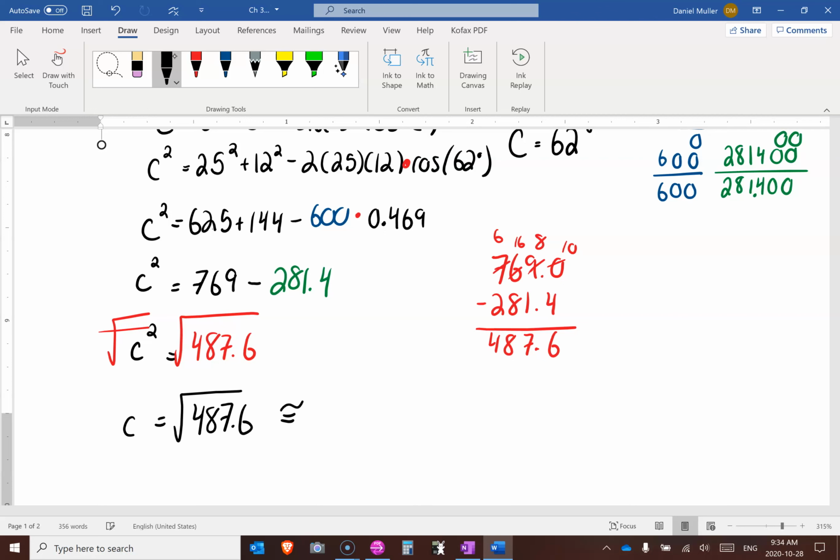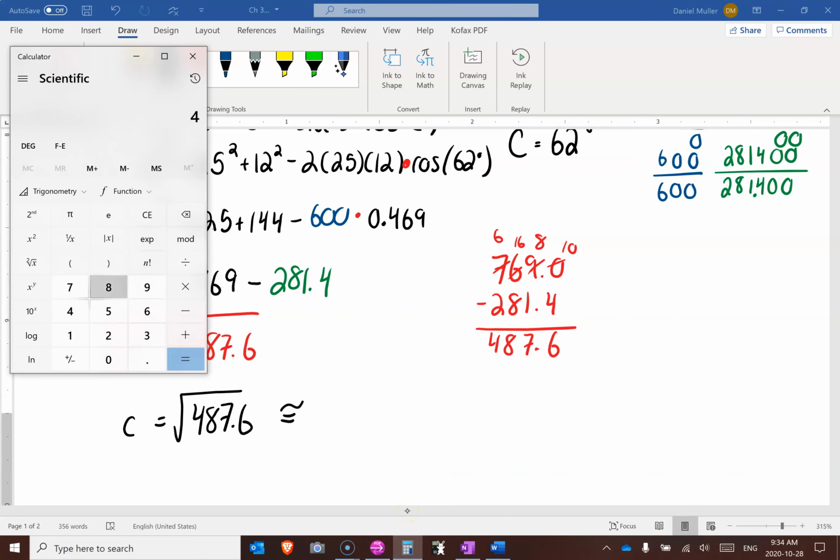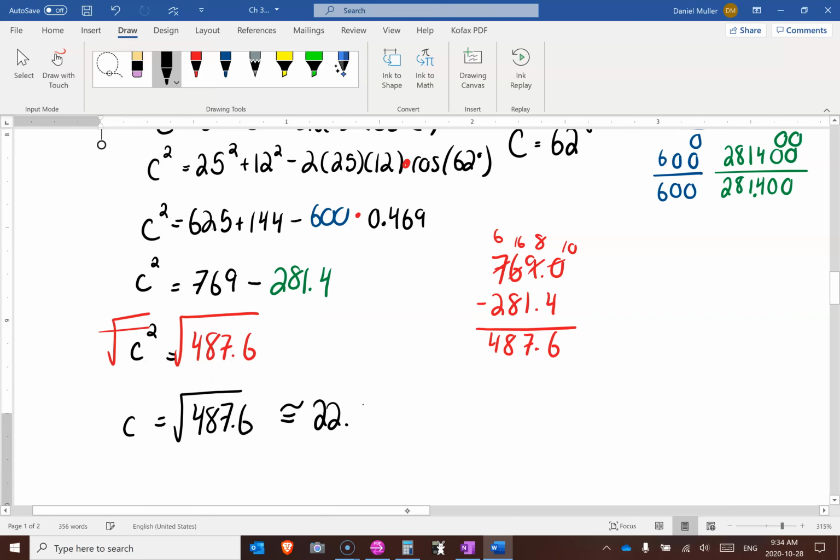If we do have a calculator, we can estimate it. Which in this case is kind of fun to do. Not fun, I guess, but like it's good to know what is the actual distance across that lake. So 487.6 rooted is 22.082 meters. So that is the distance across.